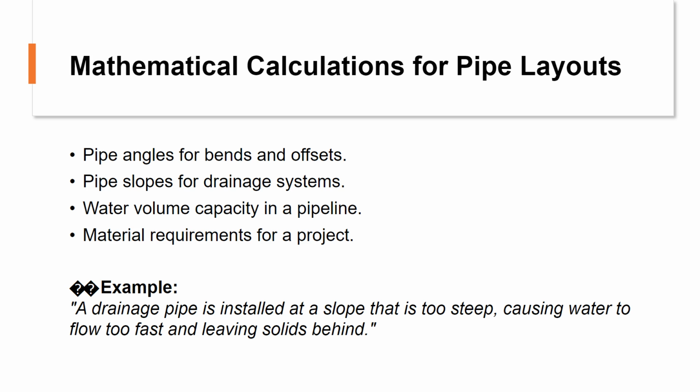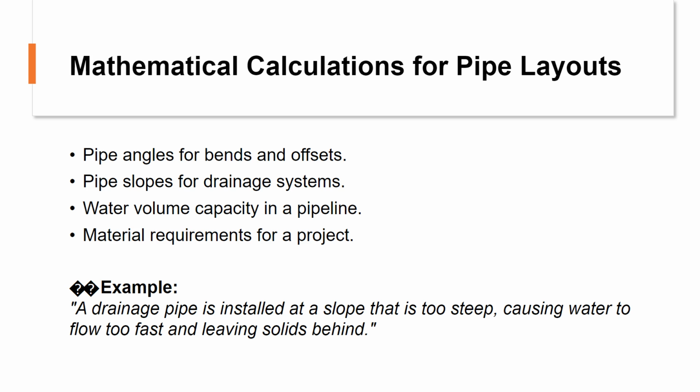Pipe slopes for drainage. Drainage systems rely on gravity, and gravity needs the right slope. Too little slope? Water pools and clogs. Too much slope? Water outruns the solids and leaves build-up behind. The standard slope is 1 in 40, or 2.5%. That's 2.5 centimetres drop for every 1 metre. And yes, you'll need to calculate it every time.